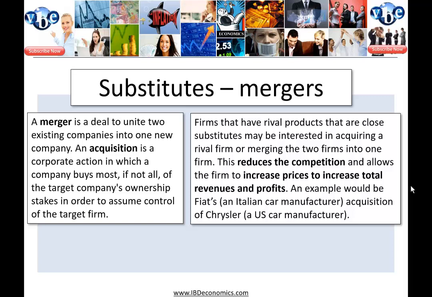Now, in terms of mergers and acquisitions, a merger is a deal to unite two existing companies into one new company, and an acquisition is a corporate action in which a company buys most, if not all, of the target company's ownership stakes in order to assume control of the target firm. Now, firms that have rival products that are close substitutes may be interested in acquiring a rival firm or merging the two firms into one firm, because this is going to reduce the competition, which will in turn allow firms to increase prices to increase their total revenues and their total profits. So an example would be Fiat, which was an Italian car manufacturer, and its acquisition of Chrysler, a US car manufacturer.